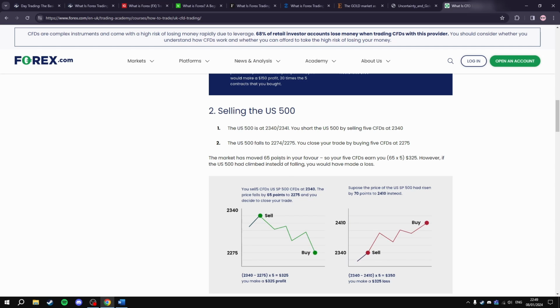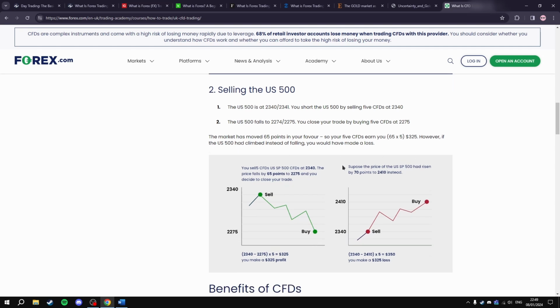The US market has moved 65 points in your favour, so your CFDs earn you $225. However, if the US 500 had climbed instead of fallen, you would have made a loss.